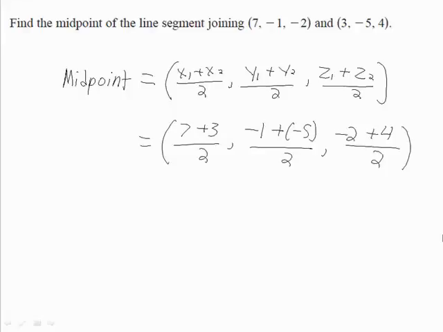This simplifies to the ordered triple 5, -3, 1. So the midpoint of the line segment joining the ordered triples 7, -1, -2, and 3, -5, 4 is the ordered triple 5, -3, 1.